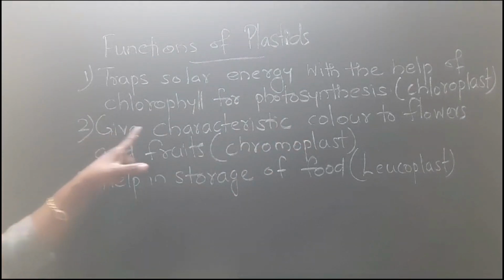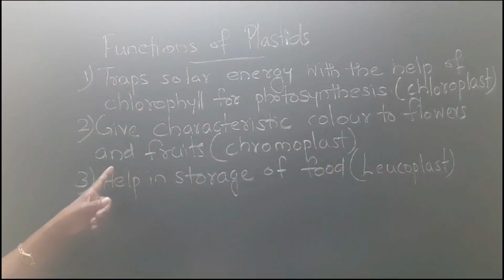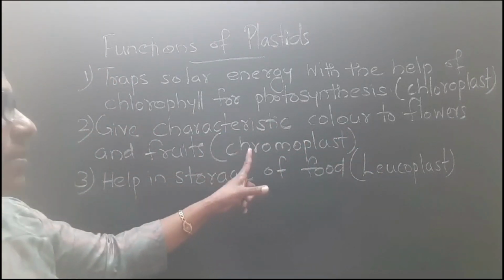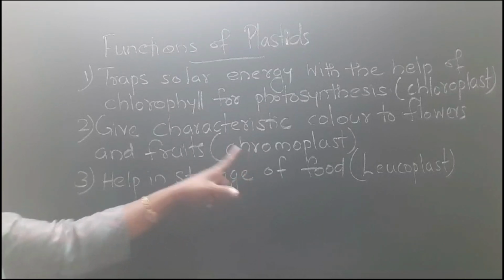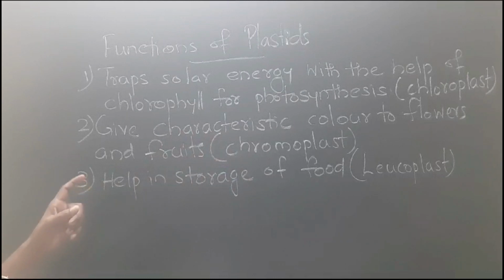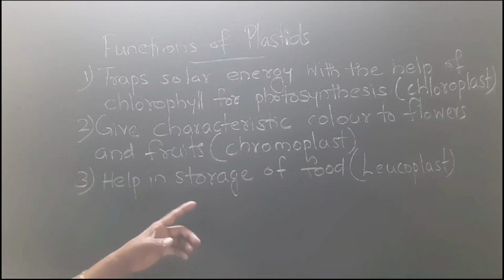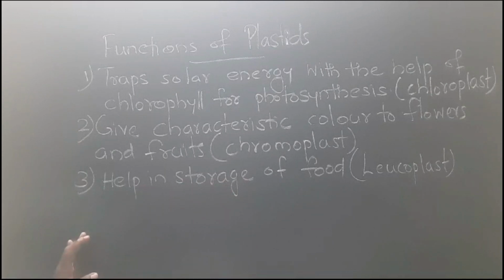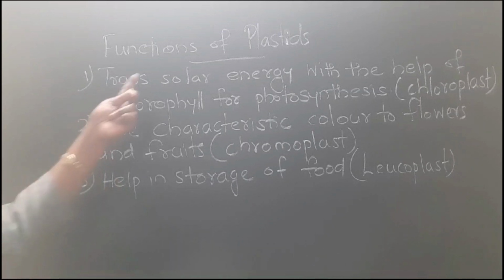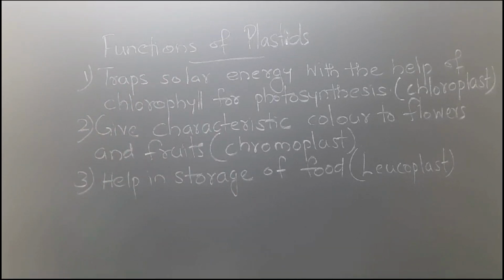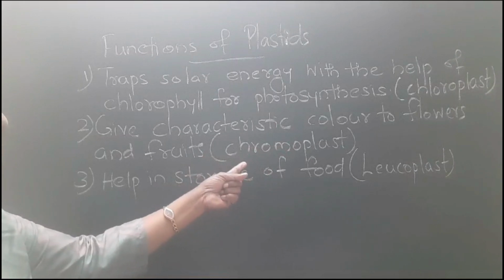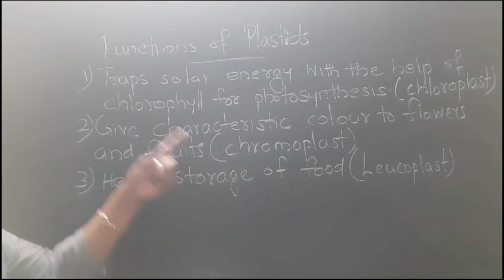Second function, give characteristic color to flowers and fruits. Chromoplast does that. Then third function, help in storage of food. Leucoplast does that. These are the functions of plastids. In the textbook it is written functions of chloroplast. It is actually functions of plastids because plastids contain chloroplast, chromoplast and leucoplast. These three together do this function.